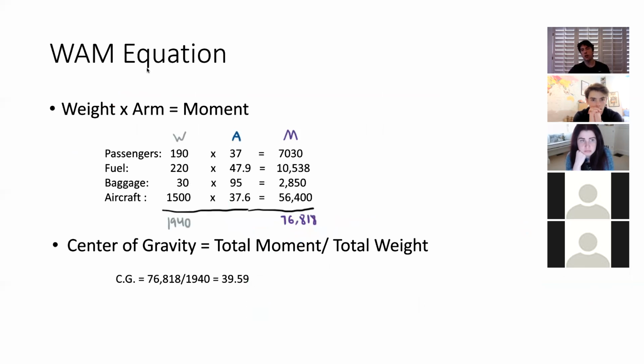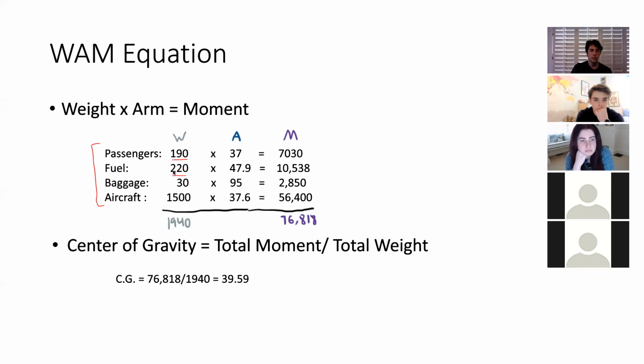So how do we calculate our center of gravity? Basically, we're going to use an equation called the WAM equation, and that's how we remember it. It's weight times arm equals moment. So we have all of our information right here about passengers, fuel, baggage, and aircraft, and we're going to find the weight for each of those.